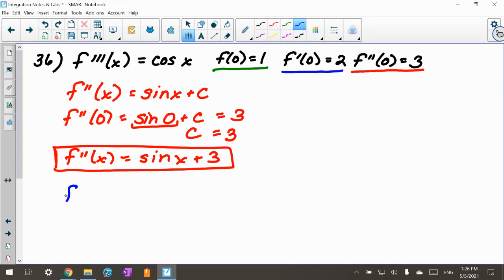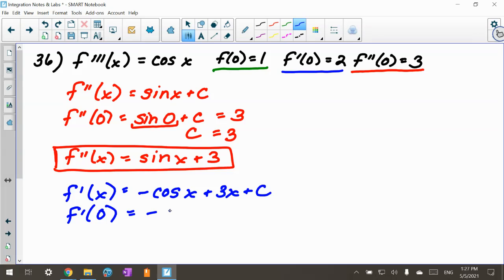Now on to blue. We're going to find f prime of x. The antiderivative of sine is negative cosine of x, so f prime of x is negative cosine of x plus 3x plus c. Now f prime of 0 is negative cosine of 0 plus 3 times 0 plus c equals 2. I know the cosine of 0 is 1, so this is negative 1 plus 0 plus c equals 2.